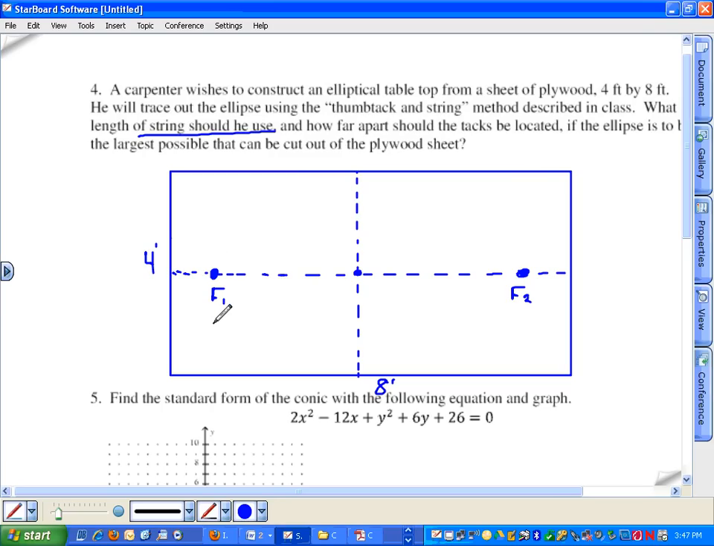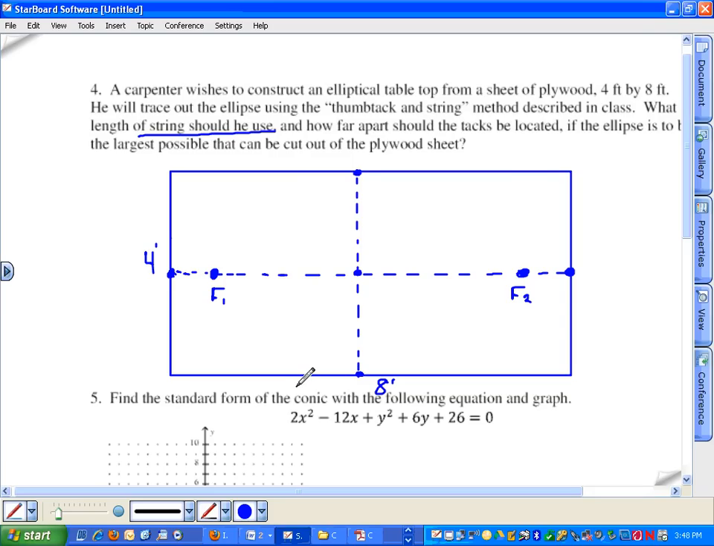Now we know that he wants to use the most amount of board possible, so he's going to have the vertices of this ellipse be all the way at the end. Okay, that's the major axis. The minor axis is going to be located here and here. We need to figure out the length of string to be used.